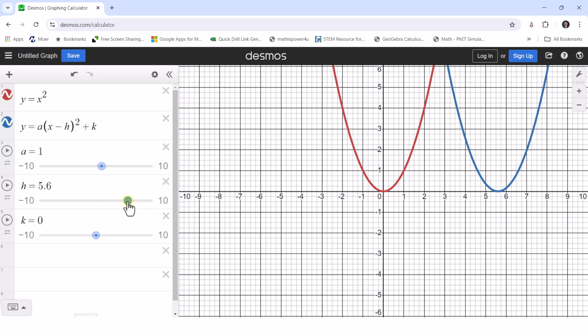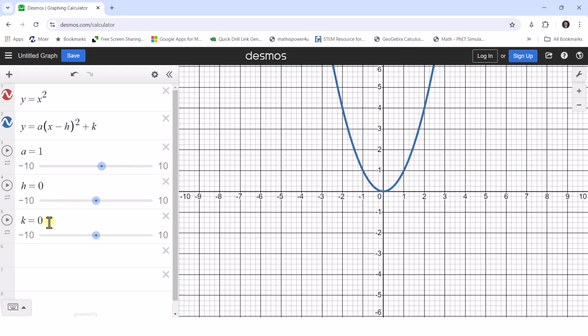And when h is negative, the graph is shifted left h units. Notice when h is negative, we would have addition inside the parentheses because, for example, x minus negative 5.5 simplifies to x plus 5. So if we have addition inside the parentheses, h is negative. Let's set h back to 0.